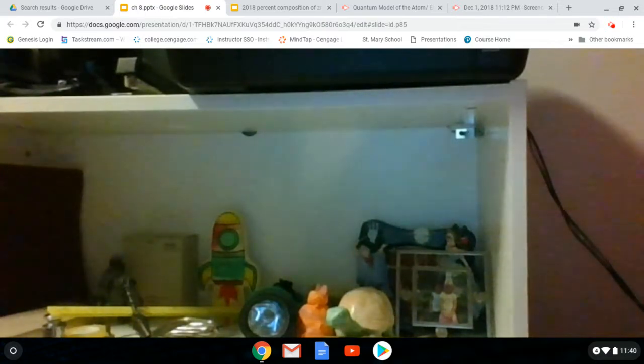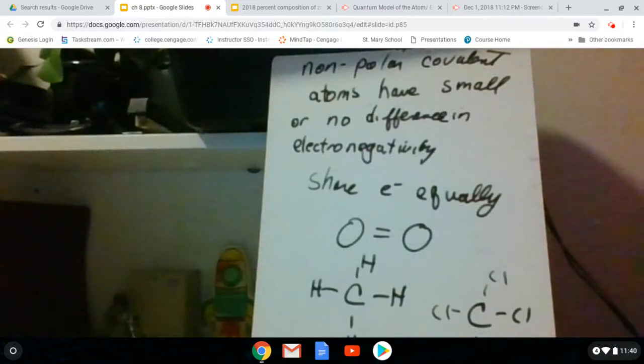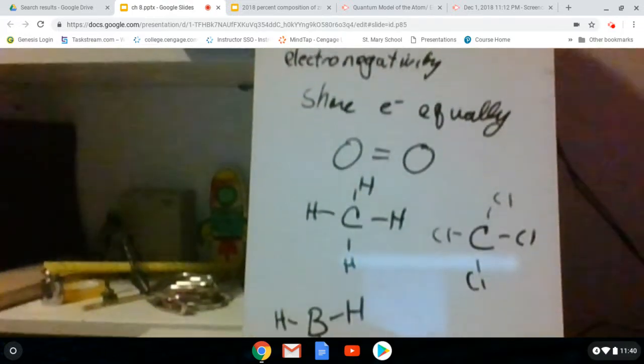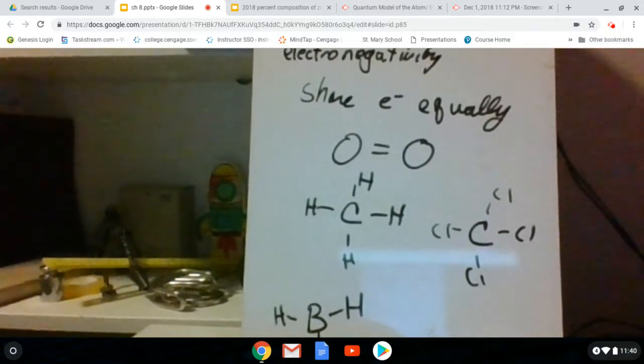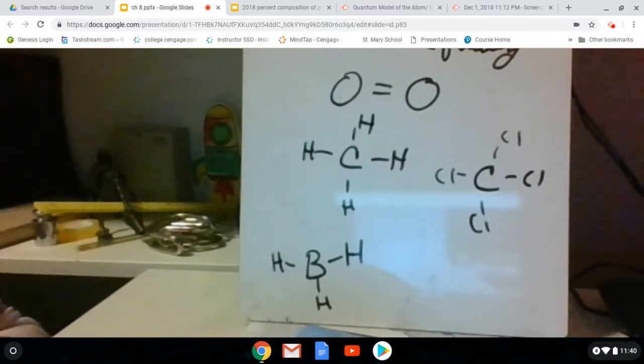Nonpolar covalent means that atoms have a small to no difference in electronegativity. They share electrons equally. Normally they're symmetric. So say the O2 molecule, CH4, CCl4, BH3. Notice how they're all surrounded by the same. There's no real pull and there's no dipole.